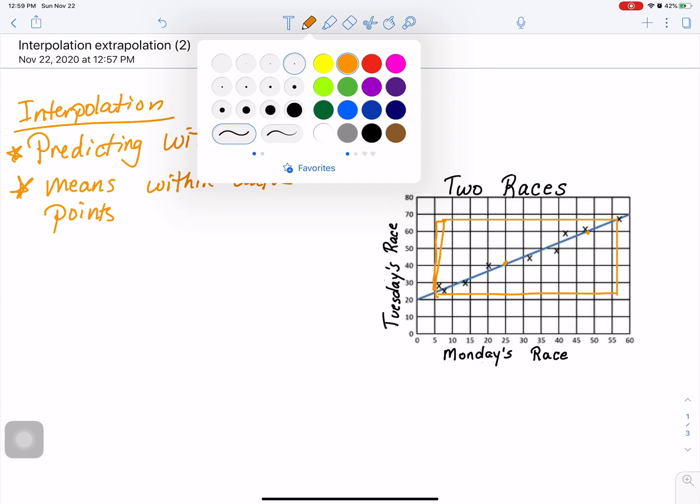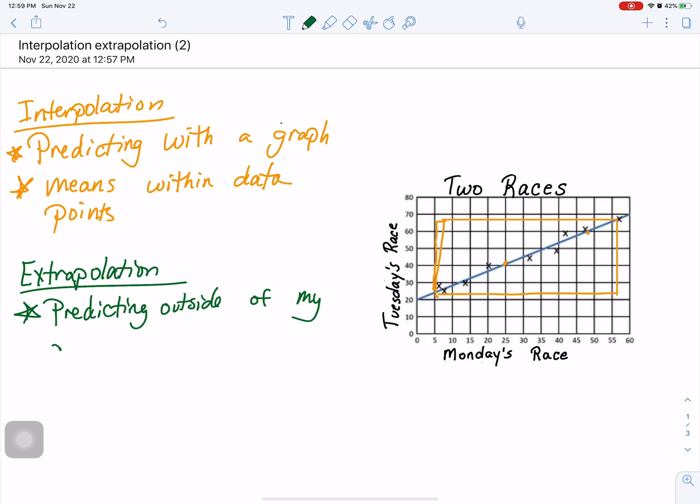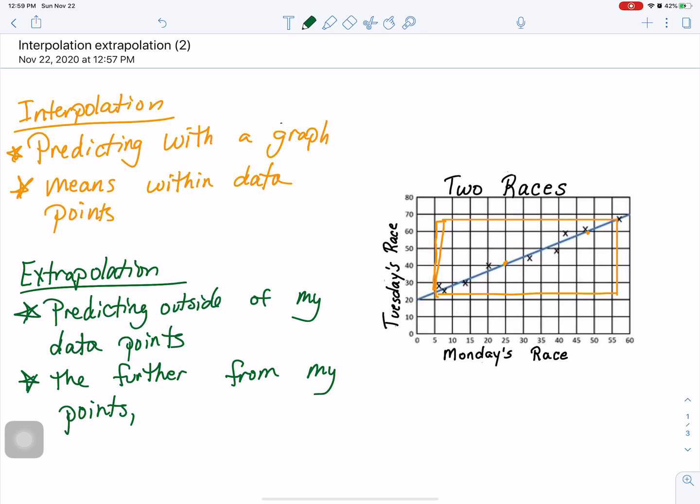My next one is extrapolation. And that is predicting outside of my data points. And then the further from our points, the less accurate. We just don't have any examples around there. And that could be on either end.